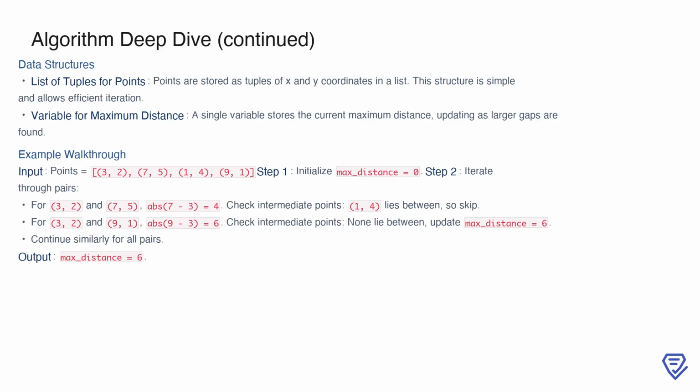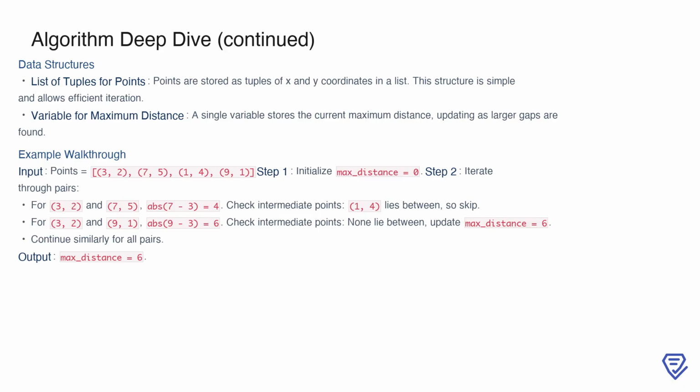Each tuple contains the x and y coordinates of a point, and this structure allows for efficient iteration and access. We also maintain a single variable to track the maximum distance, updating it whenever a larger gap is encountered. To illustrate the algorithm, consider the input points (3, 2), (7, 5), (1, 4), (9, 1). We start by initializing max_distance to 0.